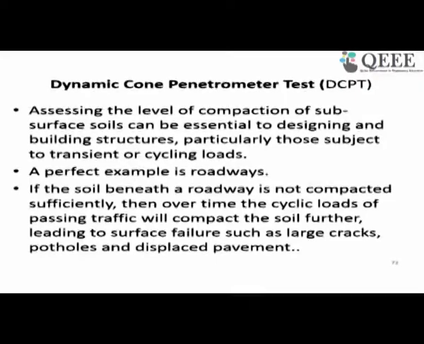So in such a situation, that is very handy and helpful, which will give you quick information on the strata compaction. If the soil beneath the roadway is not compacted sufficiently, then over time the cyclic loads of traffic will compact the soil further, leading to surface failure such as large cracks, potholes and displaced pavements.